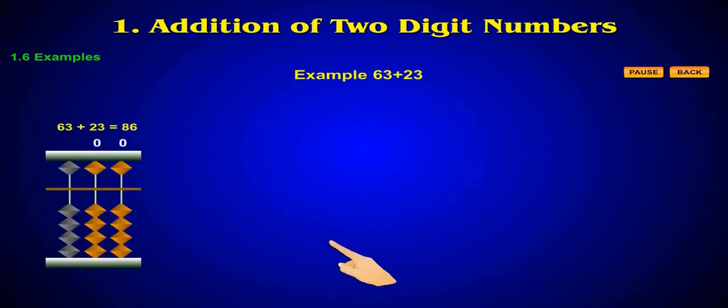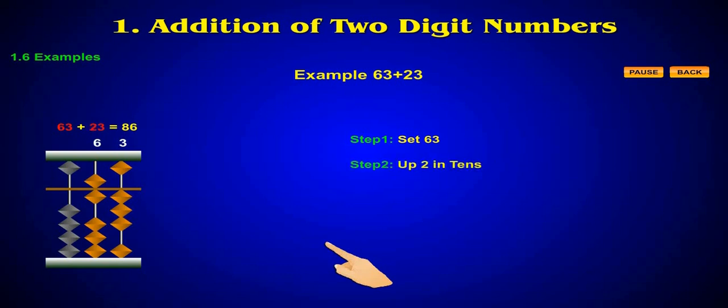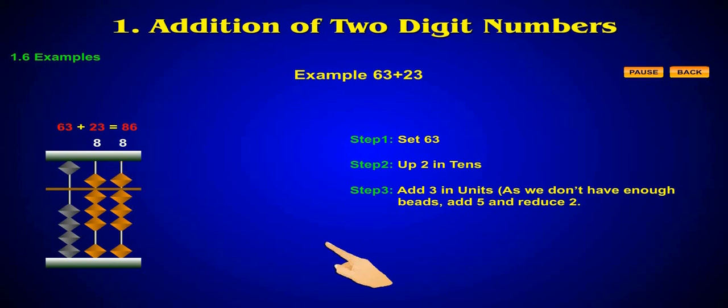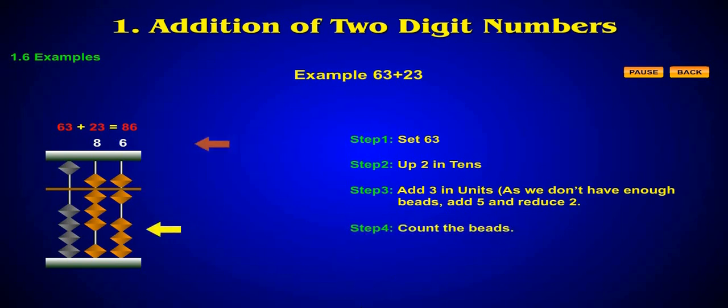Example: 63 plus 23. Step 1. Set 63. Step 2. Up 2 in tens. Step 3. Add 3 in units. As we do not have enough beads, add 5 and reduce 2. Step 4. Count the beads.